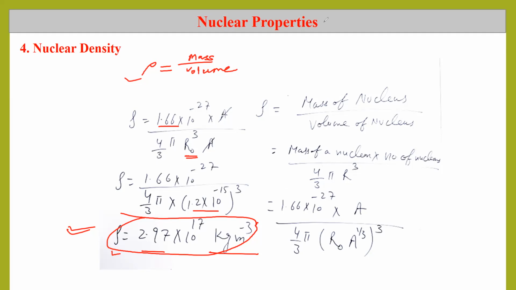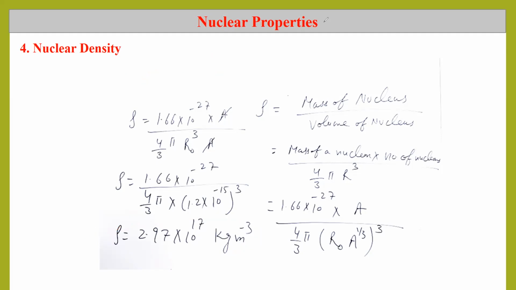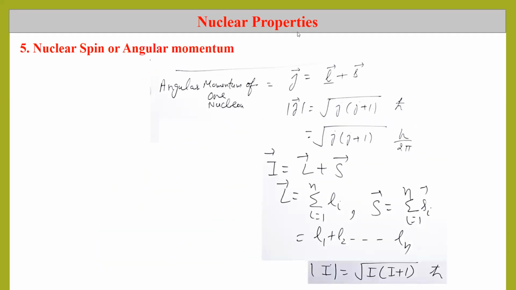Okay, so in this way we can calculate the nuclear density. Now come to the nuclear spin or angular momentum. The angular momentum of the nucleus is represented by vector J equals vector L plus vector S.